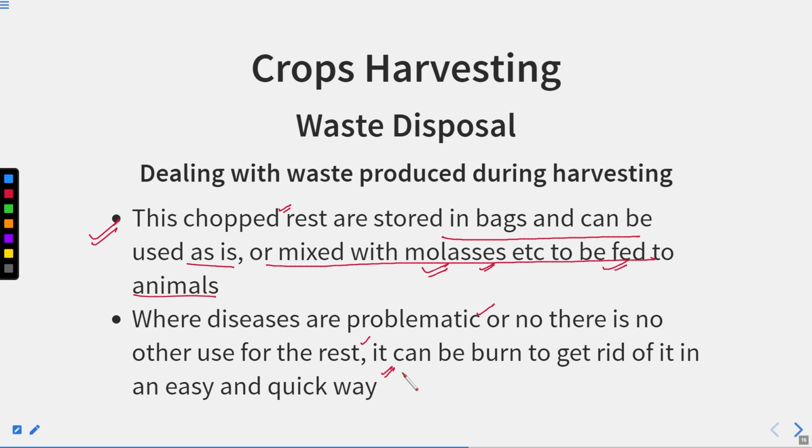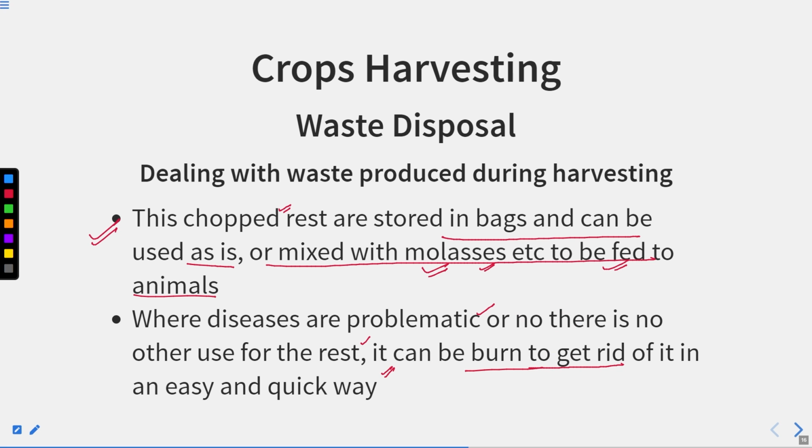Now, this is one of the problematic wastes that is produced at the time of harvesting. Suppose some of the plants have any type of disease, either a fungal disease or a bacterial disease, or any type of pest that brings some infection to them. That waste should be collected properly from the field, and it should be burned.